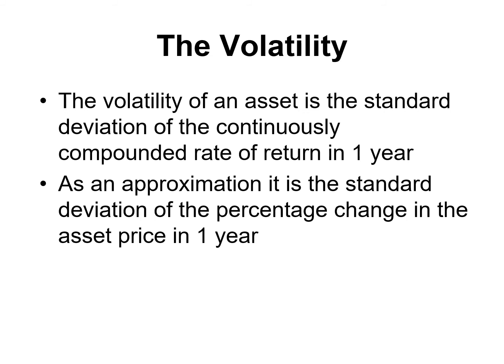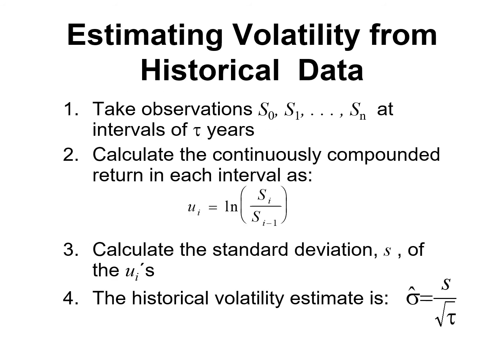The volatility of an asset is the standard deviation of the continuously compounded rate of return in 1 year. As an approximation, it is the standard deviation of the percentage change in asset price in 1 year. We can estimate volatility from historical data.